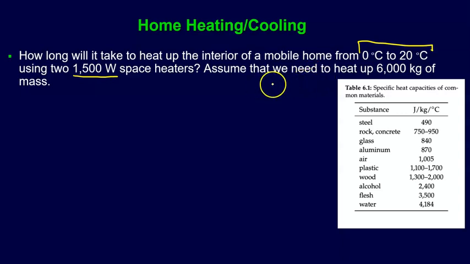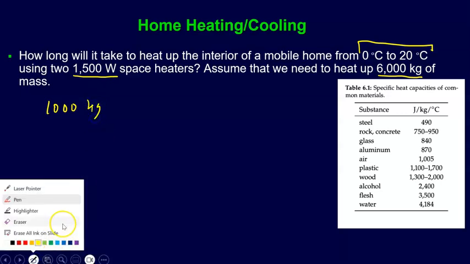We're going to assume that we need to heat up 6,000 kilograms of mass. Basically in your room, between the air and the furniture and everything, it's about 6,000 kilograms of mass. Now, the textbook advises us that if it's a bunch of stuff, a good estimate for the specific heat capacity is about 1,000. That's sort of assuming that it's mostly air. There's probably some furniture and other stuff, but that's a good place to start.